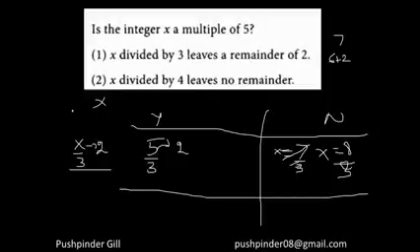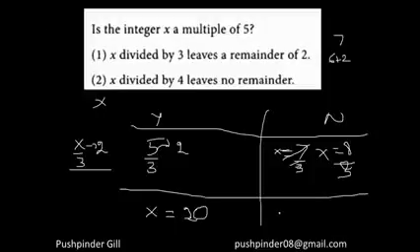Let's move forward. X when divided by 4 leaves no remainder. So let's take x to be equal to 20, right? So x when divided by 4 leaves no remainder. That means x is equal to 20. 20 divided by 4 leaves no remainder, and 20 is a multiple of 5.